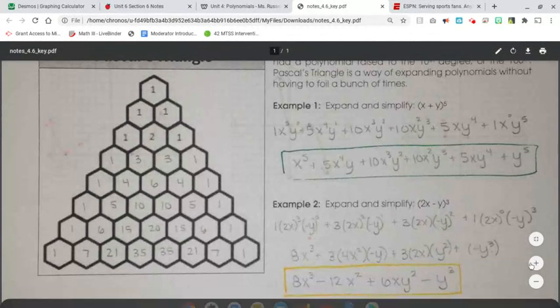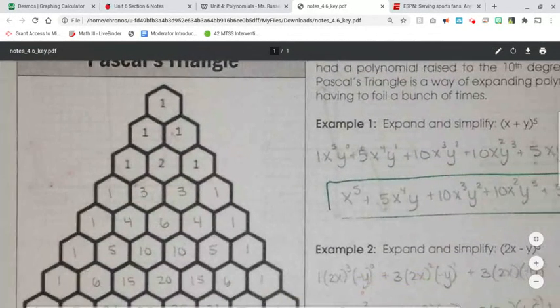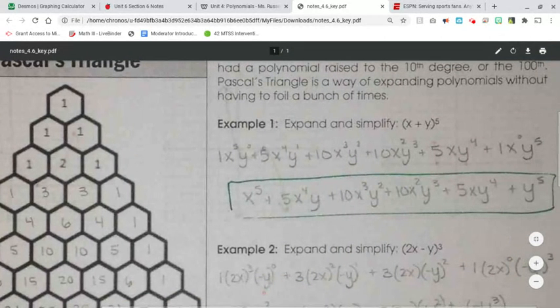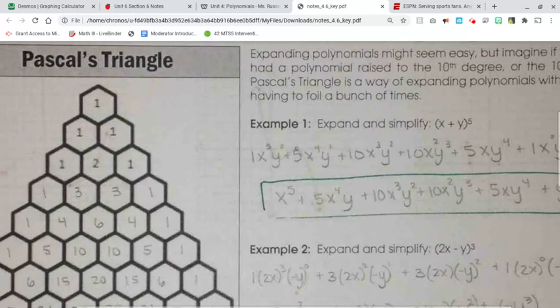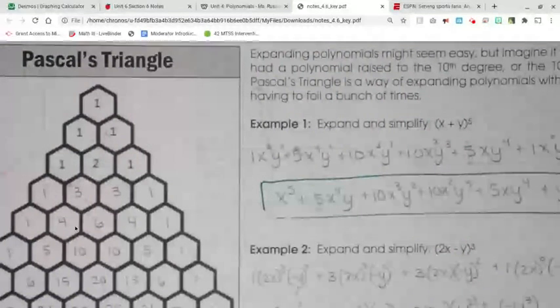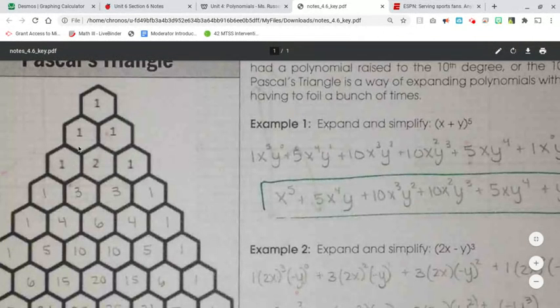Example 1 says to expand and simplify x plus y to the fifth power. So we're going to use the x and the y, and we're going to be multiplying them together. Since it's to the fifth power, we know we're going to use the fifth row here. 1, 2, 3, 4, 5. So it's 1, 5, 10, 10, 5, and 1. That's what we're going to be using.